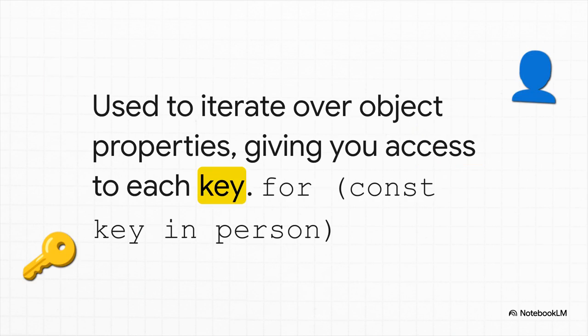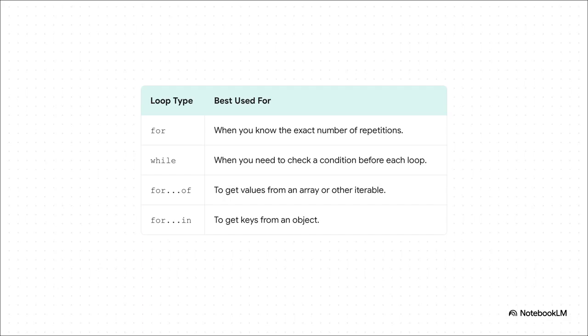And what about objects, with their keys and values? Well, for that, we have the for in loop. This one is a little different. It goes through the properties of an object, giving you access to each key. So in this example, it would give you name and then age, and you can then use those keys to get their value. So with all these options, how do you choose the right loop?